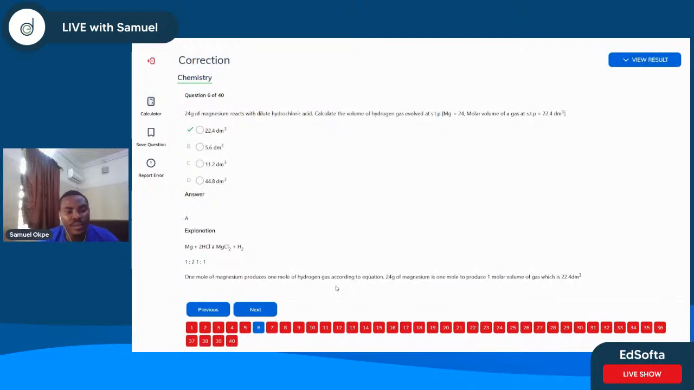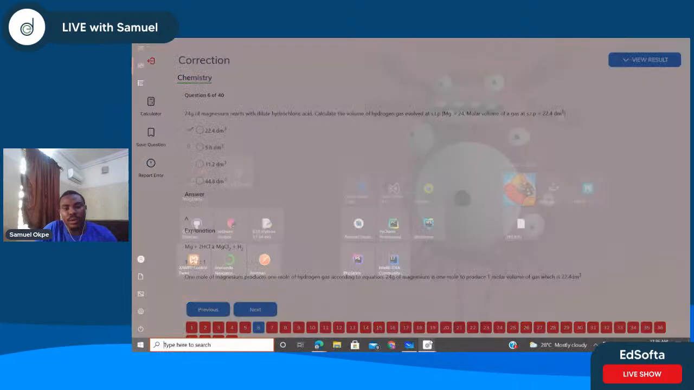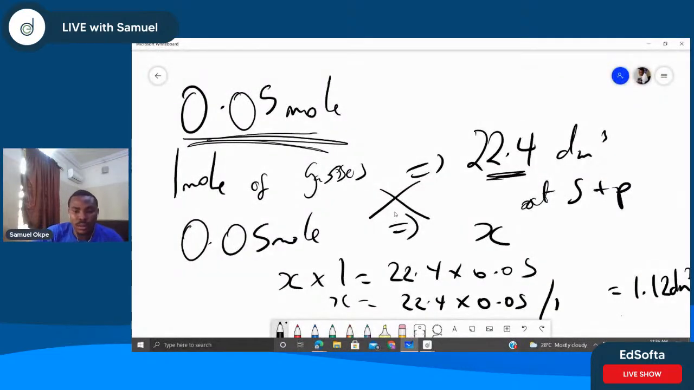Now, like I said before, it is very important for you to know your formula. And one of the things that will help you to know your formula is when you know your symbols. One of the things that help you to write your reaction is if you know your symbols. So now look at this question. Magnesium reacts with dilute hydrochloric acid. So how do we represent this equation so that we can get the mole ratios that will help us to get our answer? I'll be going back to the board. All we need to do is this.